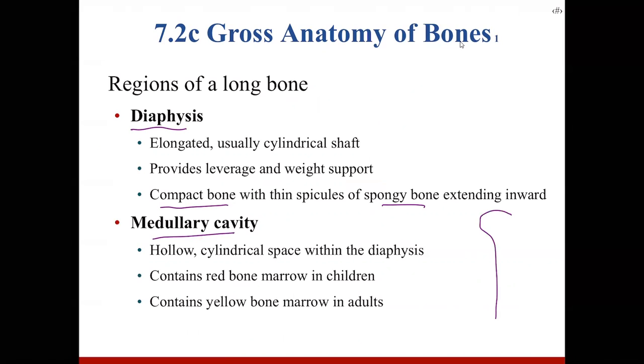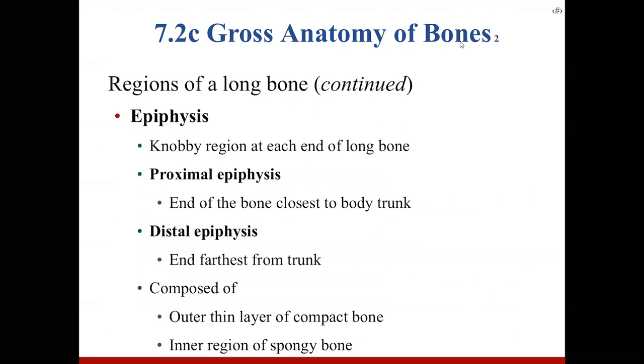I wish I had a picture here to show you, but let me try to draw it. Okay, so here's the diaphysis. And then in there is going to be the medullary cavity. If you're a kid, you have red bone marrow in the medullary cavity, but as we age, we end up with fat in there, so yellow bone marrow. Okay, the epiphysis, if I draw my picture again, the epiphysis is the ends. Proximal epiphysis is going to be closest to the trunk of the body and the distal is further away.